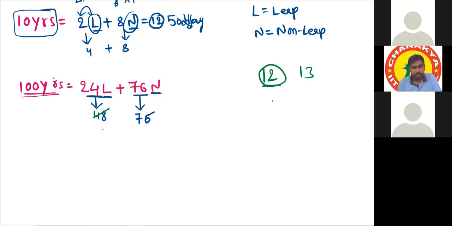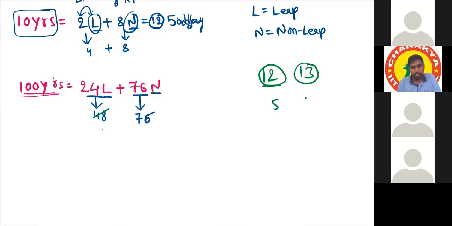5. Divide this number by 7, and the remainder is? 6. 5 plus 6 is again? 11. When you divide 11 by 7, the remainder is? 4. Or otherwise, directly add 12 plus 13. How much is it? 25. Divide 25 by 7. What is the remainder? 4.